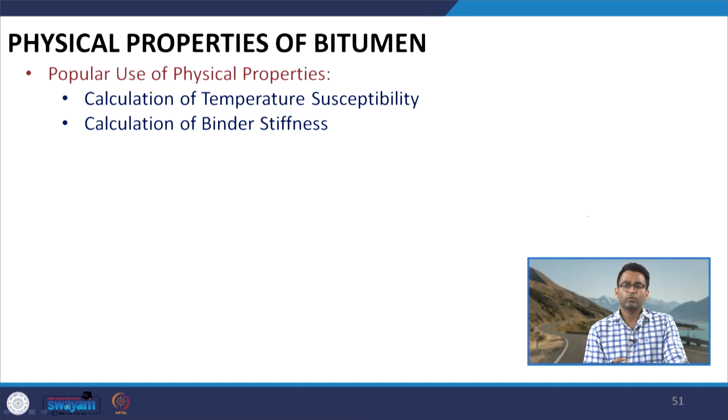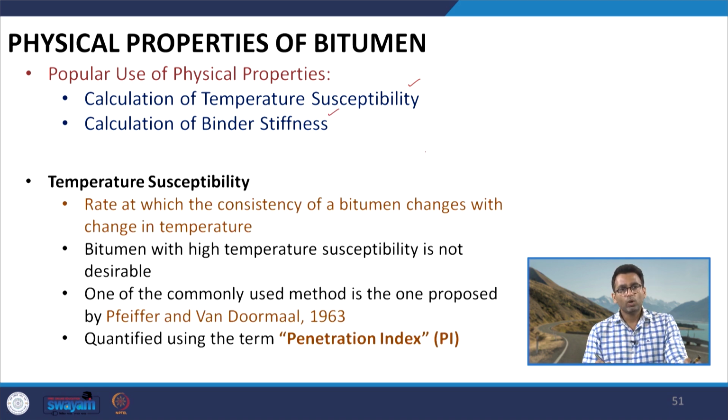So, now let us see how these consistency properties which we have discussed, that is penetration, softening point, viscosity and ductility, have been very popularly used to determine other performance related properties of the bitumen. Two of the popular uses of these physical properties are in the calculation of temperature susceptibility and in the calculation of binder stiffness. What is temperature susceptibility? Temperature susceptibility is the rate at which the consistency of a bitumen changes with change in temperature.